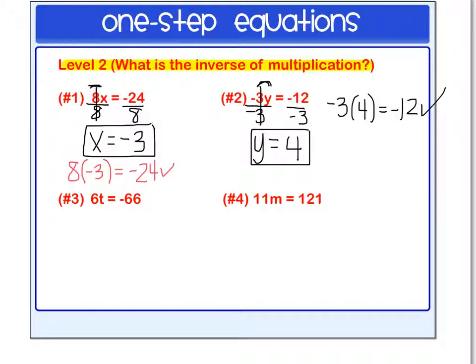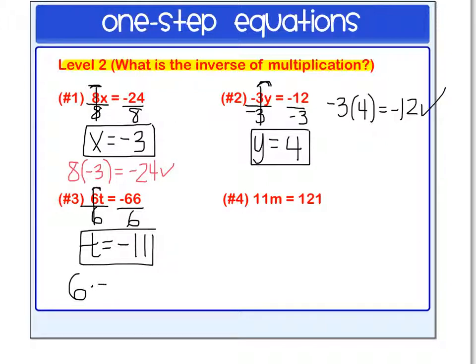On number 3, the 6 is connected to the t by multiplication. To undo multiplication, we're going to divide by 6 on both sides. The 6 over 6 gives us 1. We're left with t equals negative divided by a positive is a negative, and 6 goes into 66 11 times. When I check my work, 6 times negative 11 does give me negative 66.